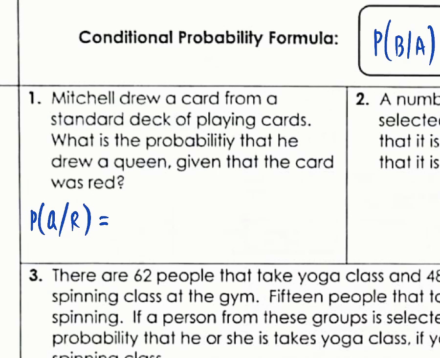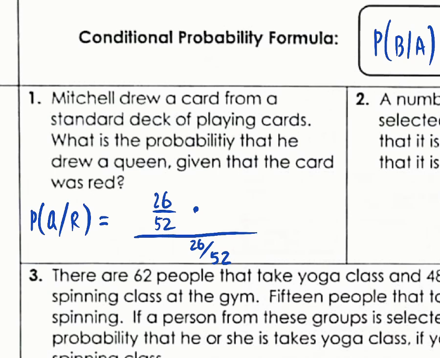How many red cards are there in a deck of standard playing cards? 26. 26 out of 52. So 26 out of 52 is going to be in my numerator and in my denominator. But up top, we're also multiplying by the probability of B, right? That first value, which is what in this case? The probability of it being a queen.